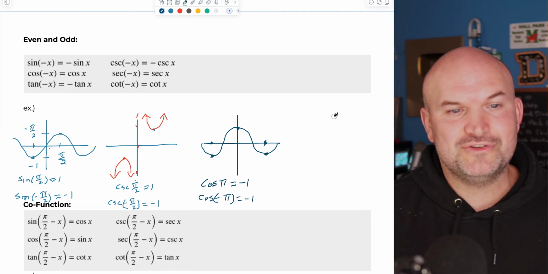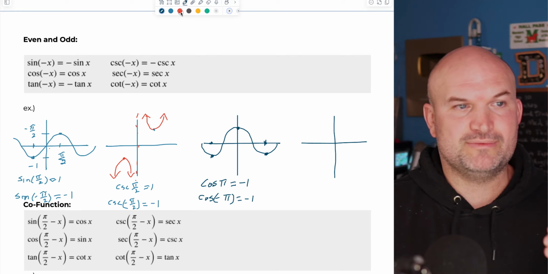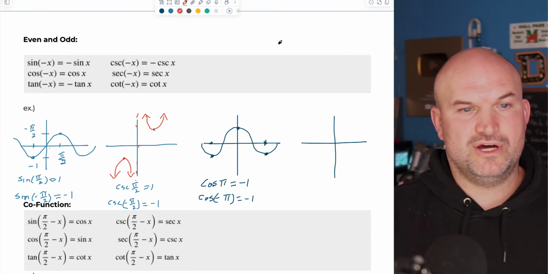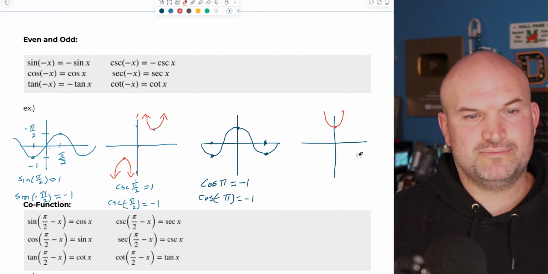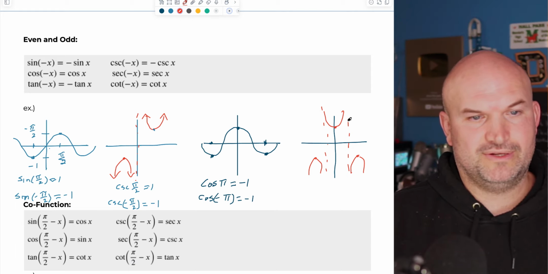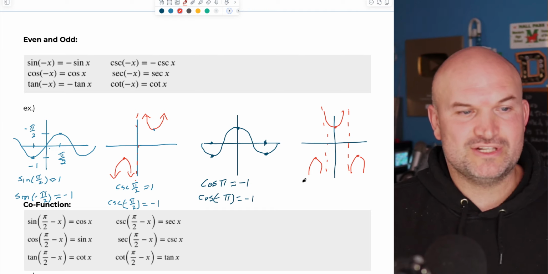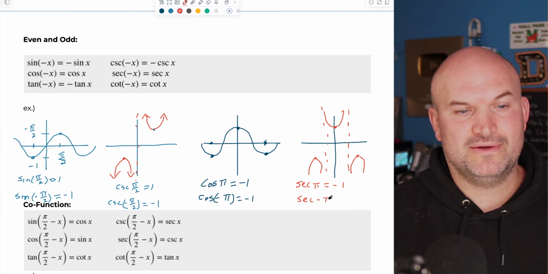And ladies and gentlemen, we can again do the exact same thing here with the secant graph. Remember, the secant graph is just going to be the reciprocal of that. So it's going to look something like this. You're going to have these points here, and you're going to have some asymptotes, an asymptote right there, and an asymptote right there. But again, the exact same thing that I want you to see: if I take the secant of pi, that is simply going to equal negative 1, and the secant of negative pi is also going to equal negative 1.